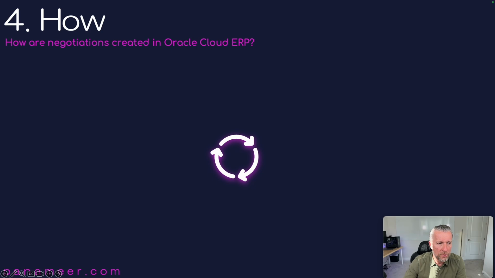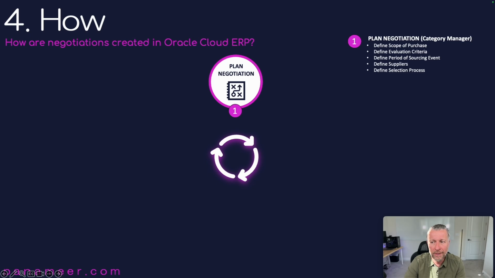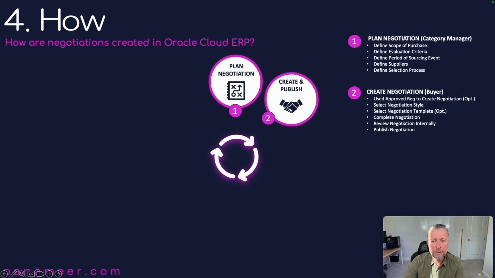Okay, so this is interesting. Here, how are negotiations created in Oracle Cloud ERP? I wanted to use a little bit of a different graphic to talk about the steps. These steps directly relate to the end-to-end how to create a negotiation in Oracle Cloud free video course I have on Panameer.com. Don't forget to check that out. Here's the steps. First, I'm going to plan my negotiation. Second, I'm going to create and publish that negotiation, which means it's going to be sent out to suppliers.